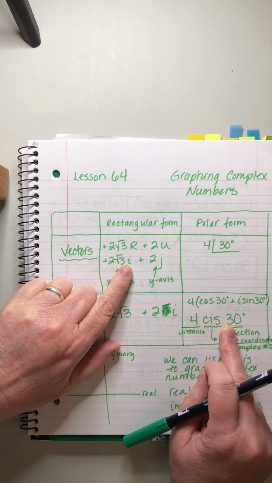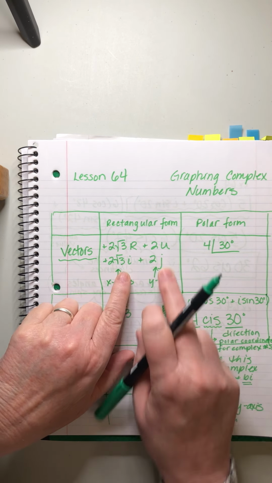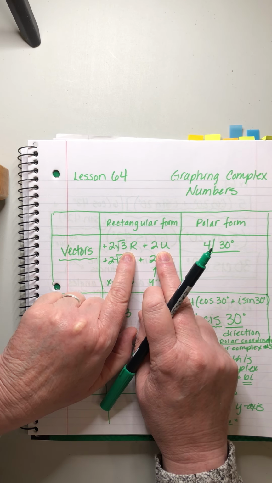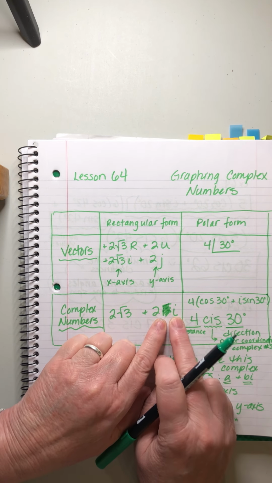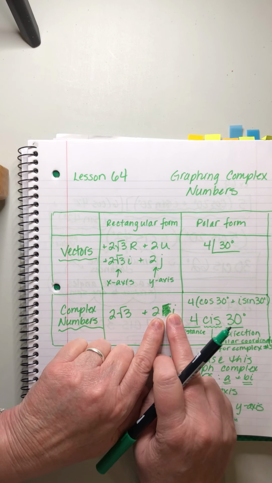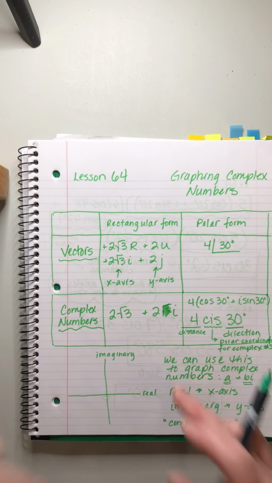And then he's also going to torture us with this i and j thing. Again, if you see the i and j, you know that's rectangular. If you see just the i and it's on the second part, that's your clue that it's a complex number.